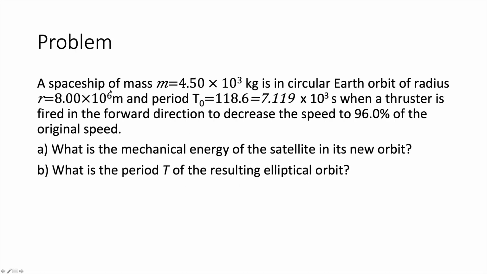So in this problem, a spaceship of mass 4.5 times 10 to the 3 kilograms is in a circular Earth orbit of radius 8 times 10 to the 6 meters with a period of 118.6 minutes or 7.119 times 10 to the 3 seconds when a thruster is fired in the forward direction to decrease the speed to 96% of the original speed. And part A asks what is the mechanical energy of the satellite in its new orbit, and part B says what is the period T of the resulting elliptical orbit.